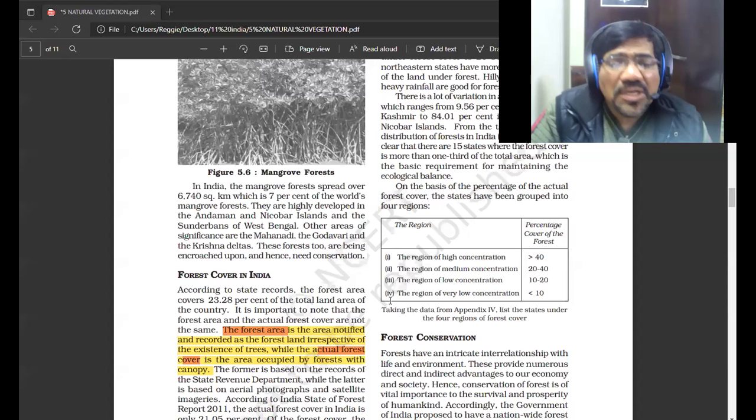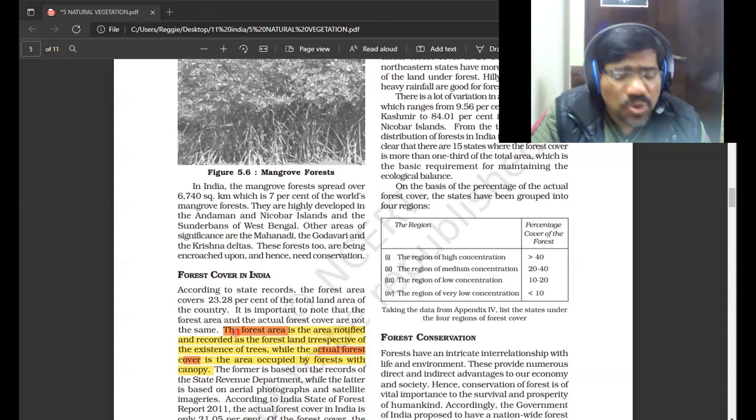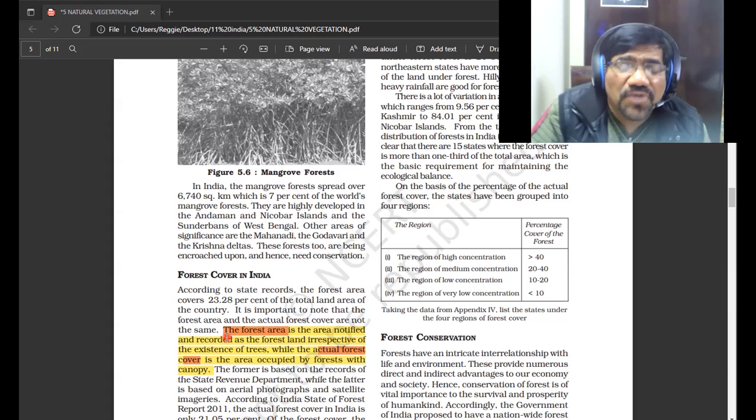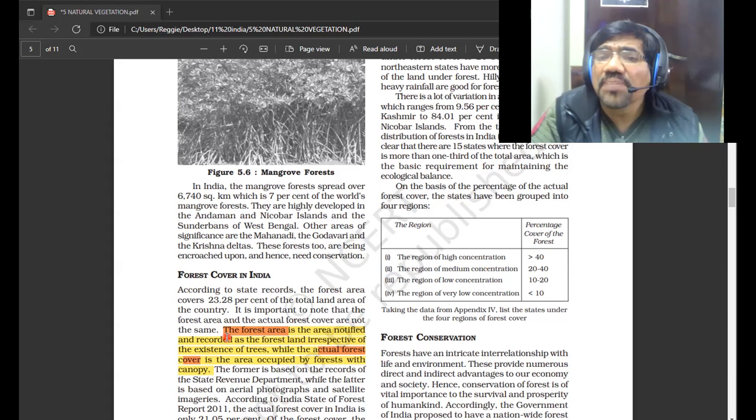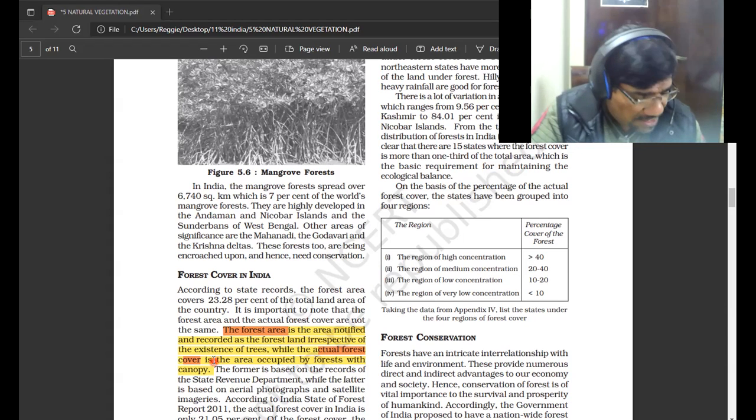Now this is a very important topic which we are doing: forest area and actual forest cover. Forest area is that area which government has notified that this is a forest. If government says it's a forest, then you cannot build a house there. It is illegal. Actual forest cover means how much forest is existing in that particular area. So that will be your actual forest with canopy.